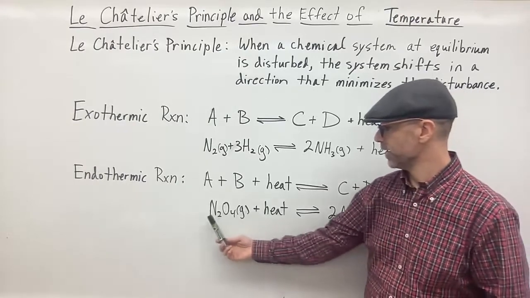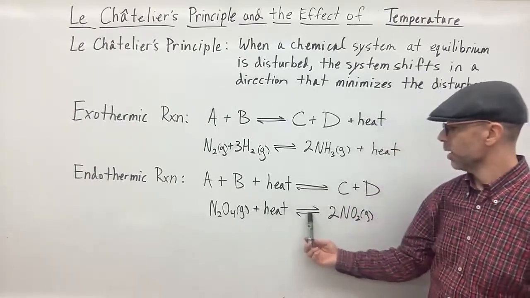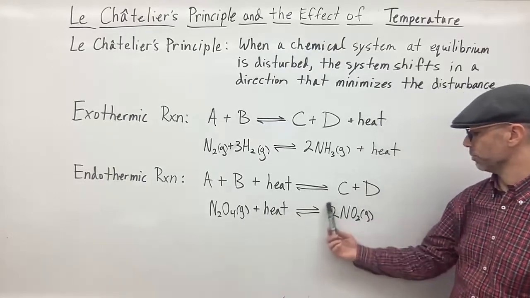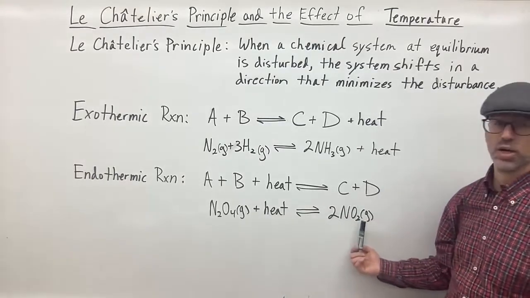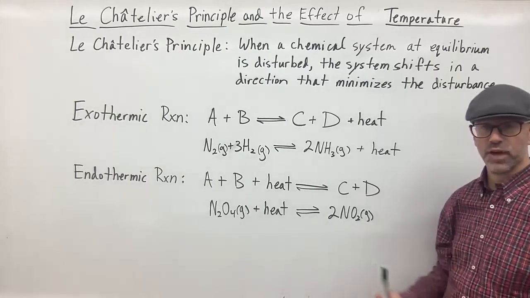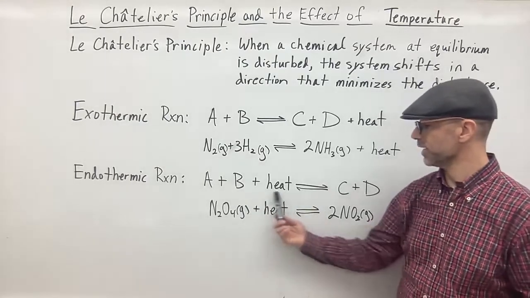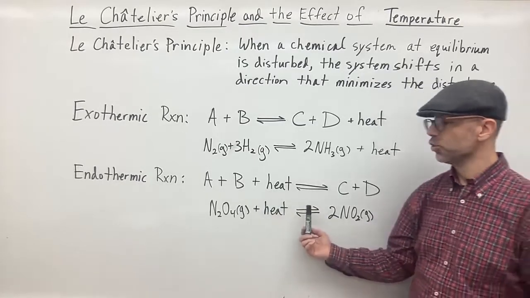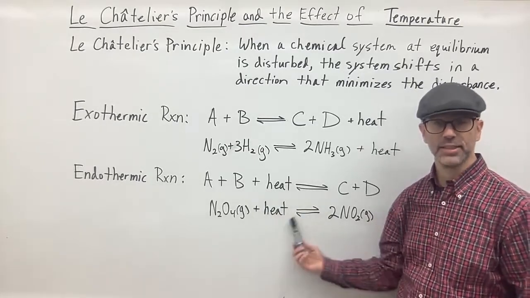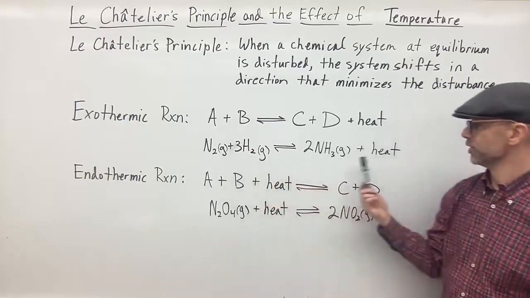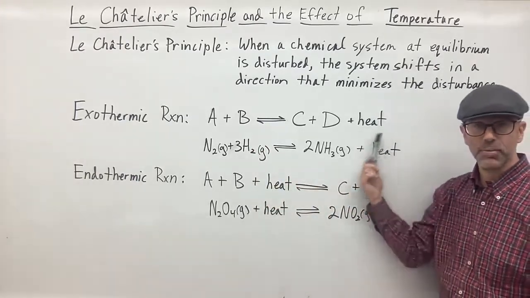And here is another example of an actual reaction that is endothermic. Here we have N2O4 gas that takes in some heat, absorbs some heat, in order to form 2 molecules of NO2 gas. So this is an example of an endothermic reaction because heat here is absorbed. So you could think of heat as a reactant here, and for exothermic reactions, you can think of heat as a product.